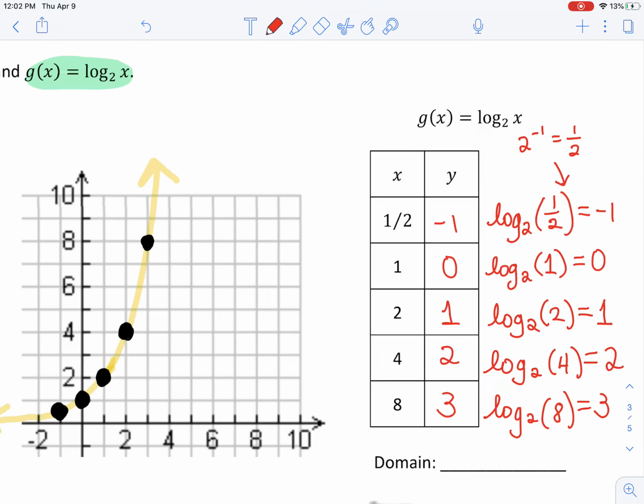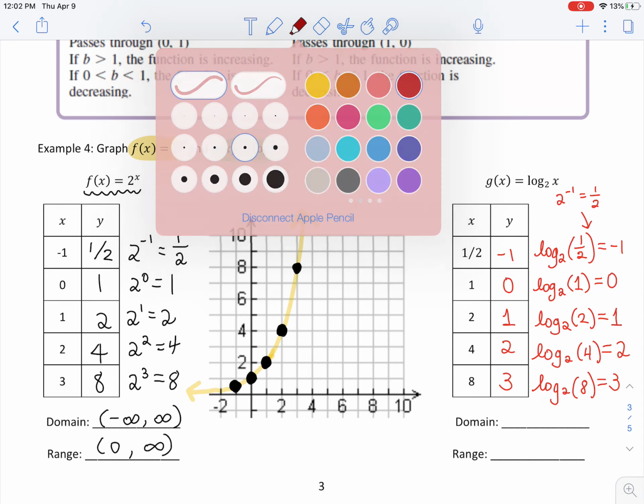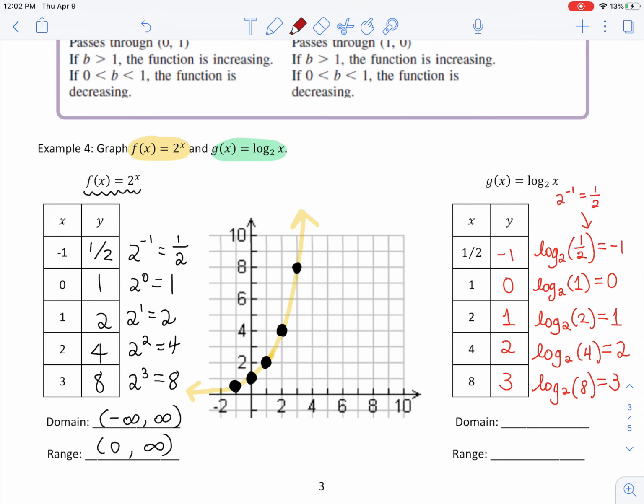Now, by evaluating these log expressions, we filled out this XY table. But I want you to notice this now. As you can see, the XYs are switched. The easy ones that you can see are 3, 8, which changed to 8, 3. 2, 4 is now 4, 2 in our log function. 1, 2 is 2, 1. Do you see how the log function and exponential function with the base of 2 are inverses of each other? So let's write the domain and range.